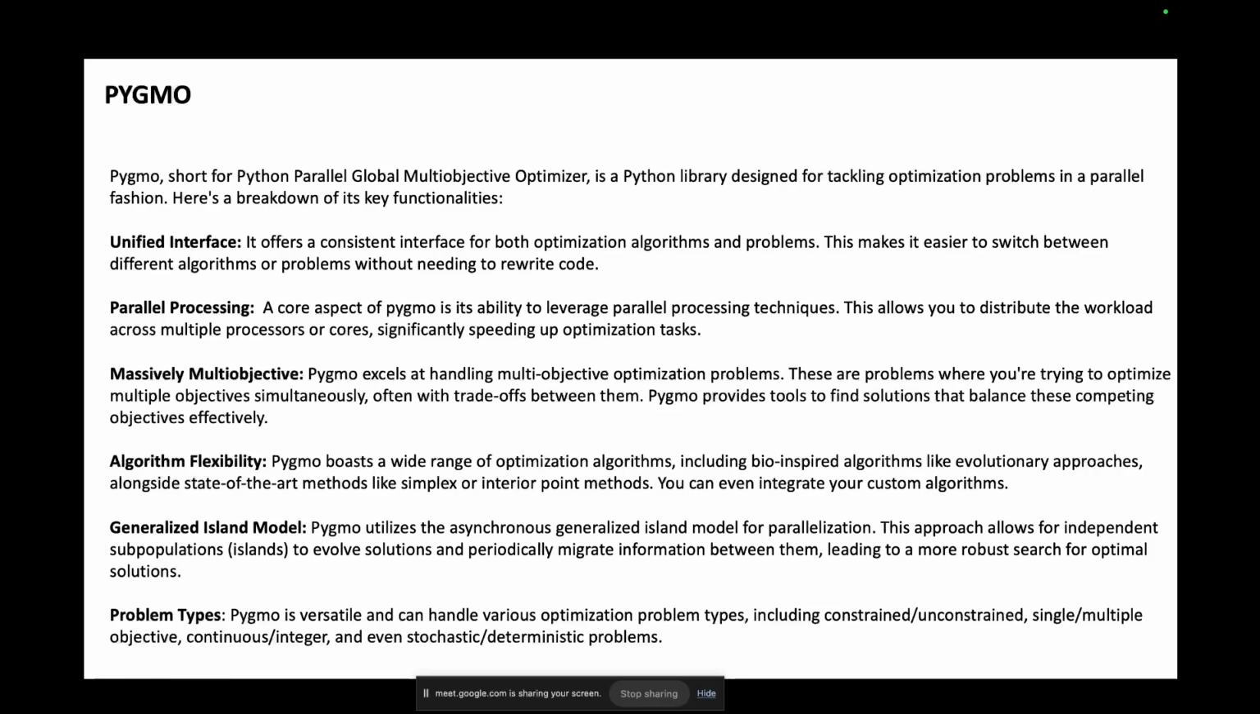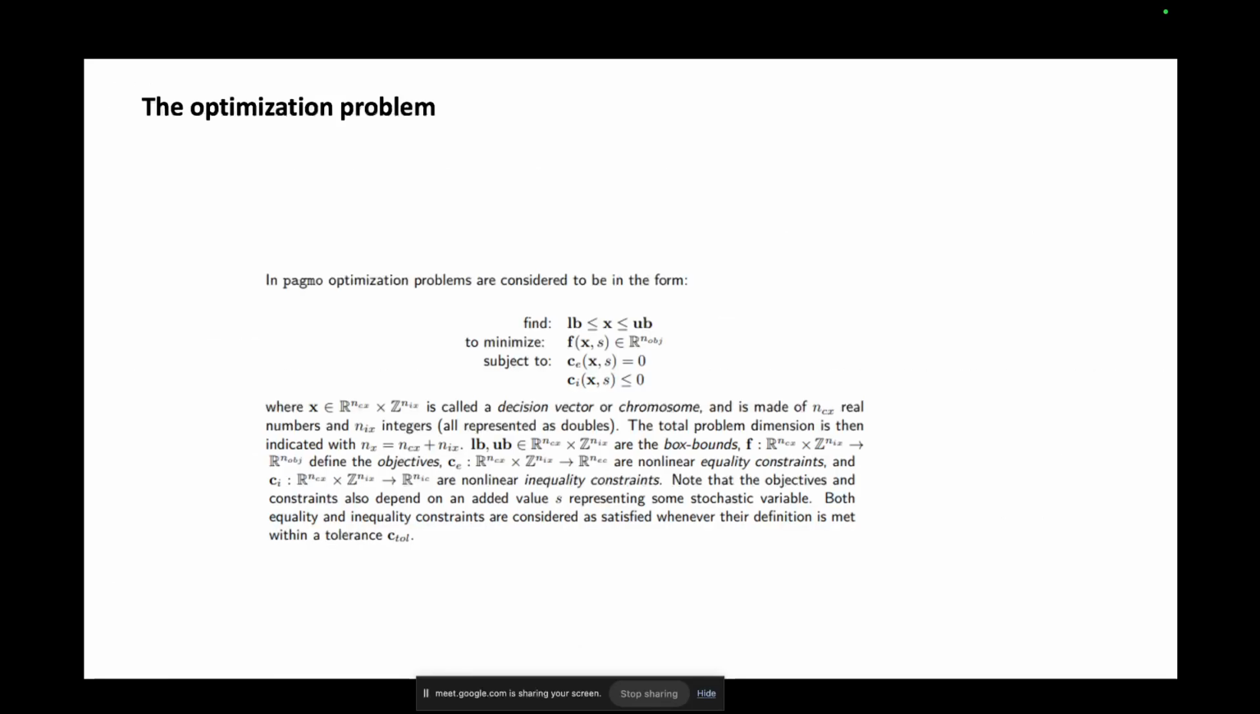So like all these things that we talked about for genetic algorithms, if you make one such software where you can give it a set of solutions and a fitness function, and it can optimize on its own, this is that software, which is Pygmo. It's basically a library in Python which you can use to do this optimization, right? It can work on various optimization problems, including constrained and unconstrained, single or multiple objective, continuous or integer, and even stochastic or deterministic problems as well. Okay, so this is the Pygmo optimization.